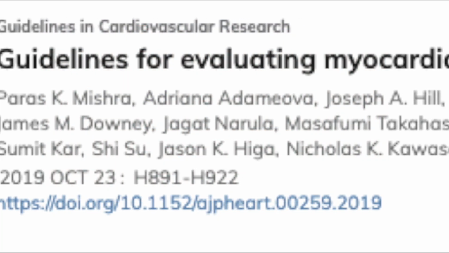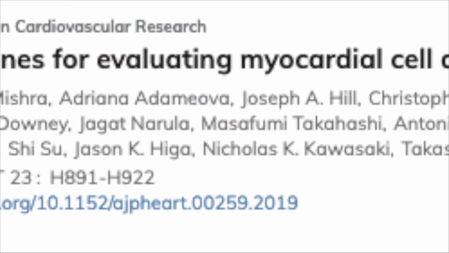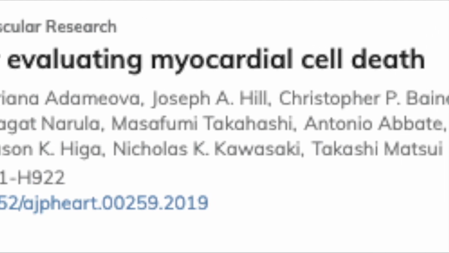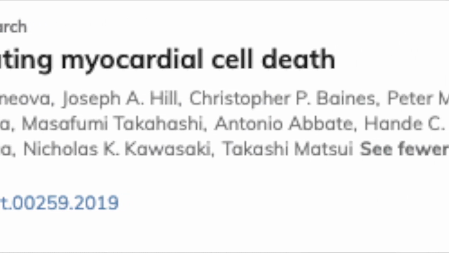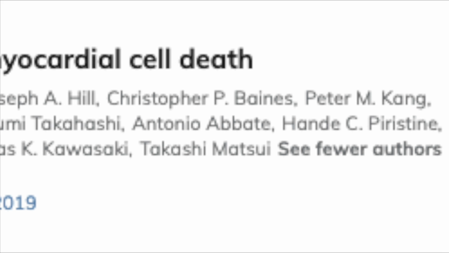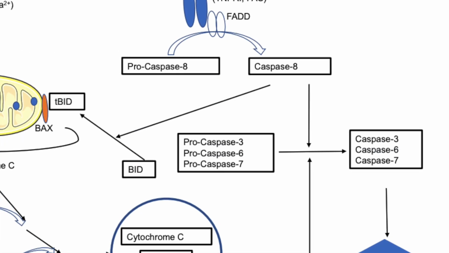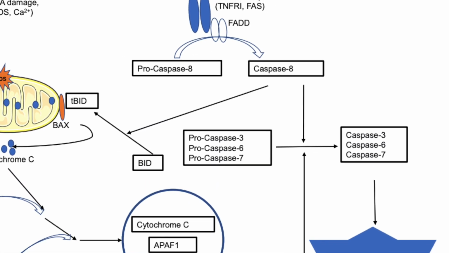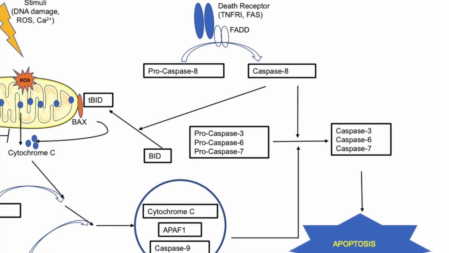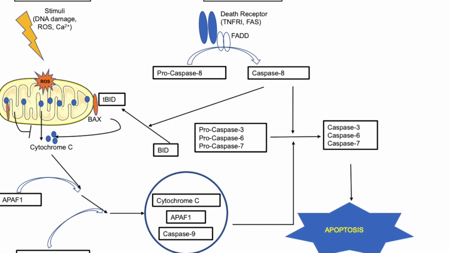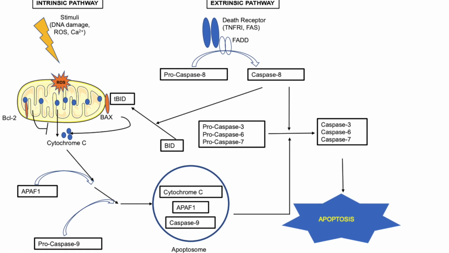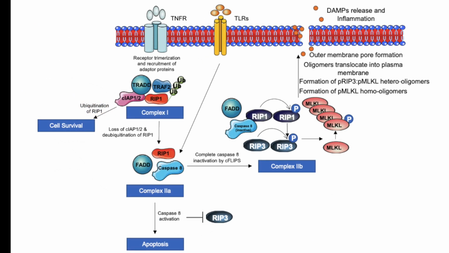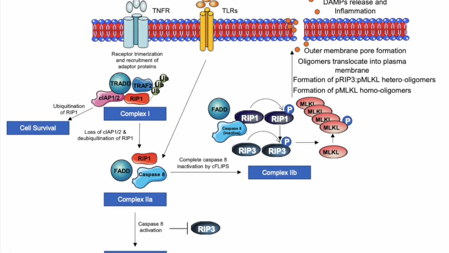Our Guidelines in Cardiovascular Physiology series provides crucial information on evaluation of cell death. Recent studies revealed multiple forms of cell death, and several of them have been demonstrated to underlie adverse cardiac remodeling and heart failure. It is important and timely to set guidelines for the best practices of evaluating myocardial cell death.